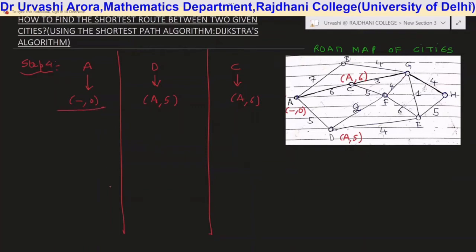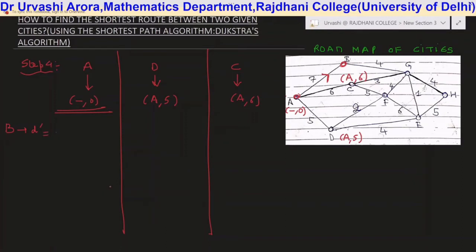Corresponding to the labeled vertex A, there is only one adjacent unlabeled vertex, namely B, because B is adjacent to A and has not received a label so far. So for this adjacent unlabeled vertex B, we calculate D dash, which is the distance traveled in reaching till B. Again, we have to imagine that from the vertex A to reach vertex B, we will be following the edge AB.